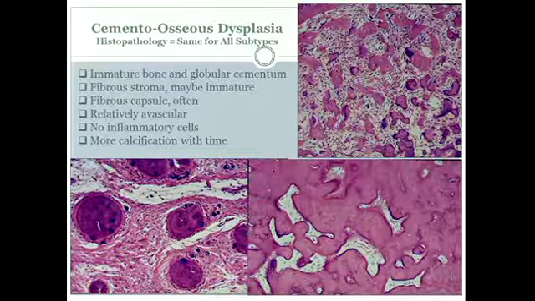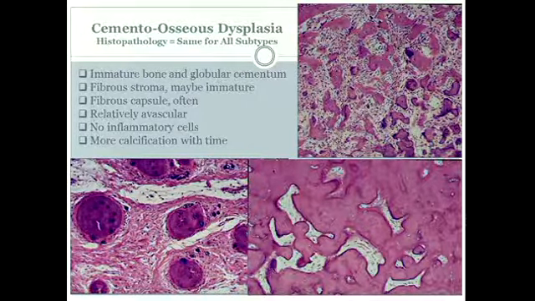So all the versions of cemento osseous dysplasia look exactly the same on histology. They just are different in their demographics. So this is when you have to know the demographics when we talk about it on an exam or for your patients in the dental center.